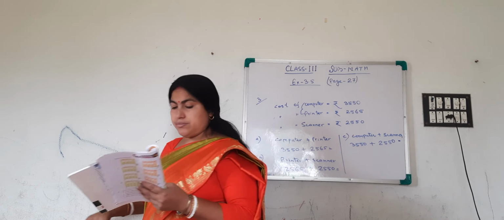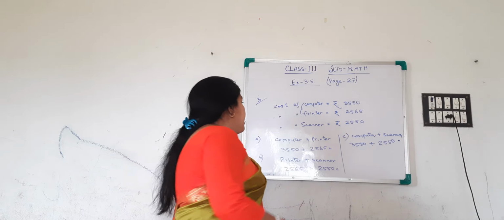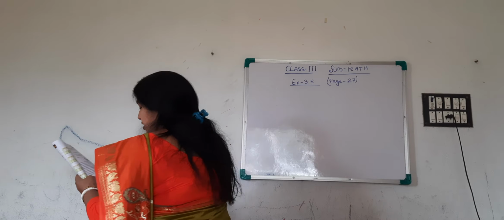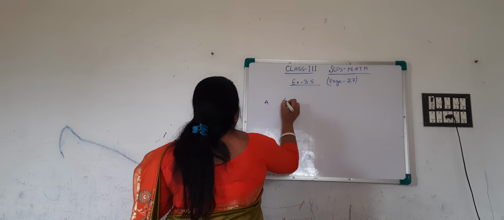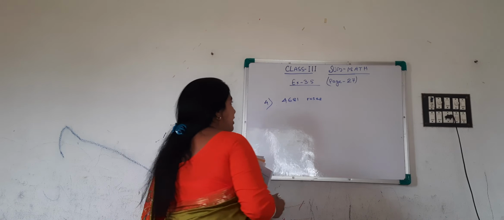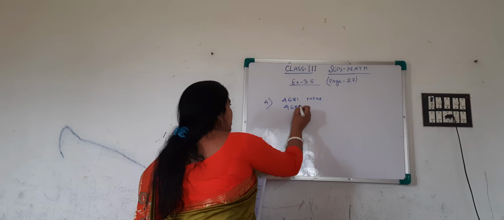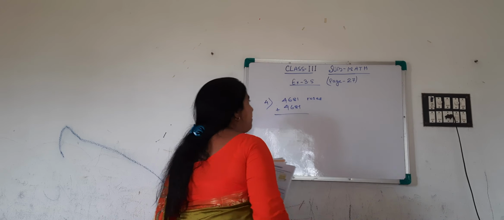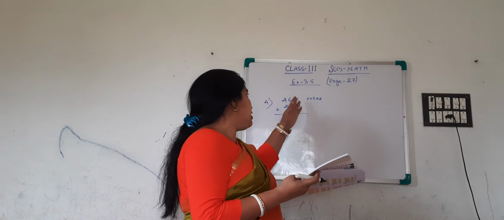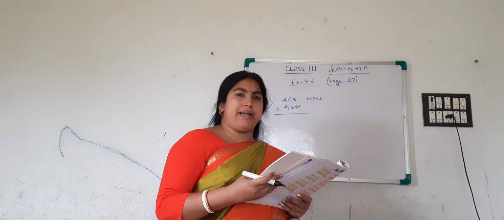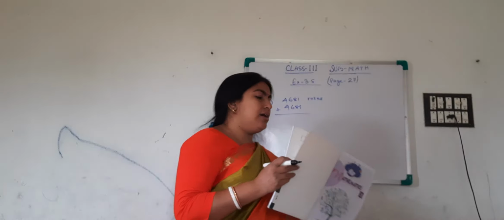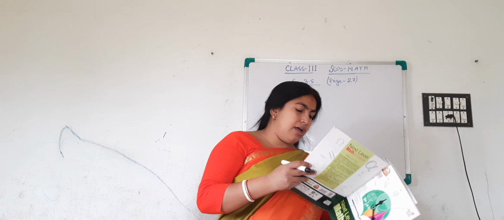Next, question number 4. It's the last question. Look here. A florist has 4,681 roses. Okay, he buys the same number of roses again. So add the numbers. So, how many roses does he have in all? You have to add the same number, and you will get the answer.